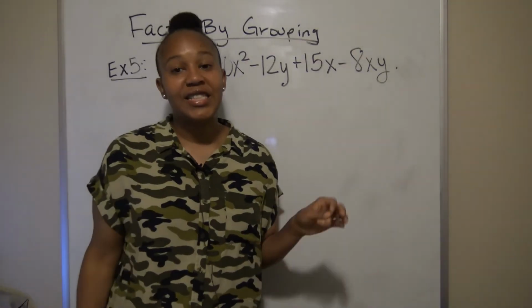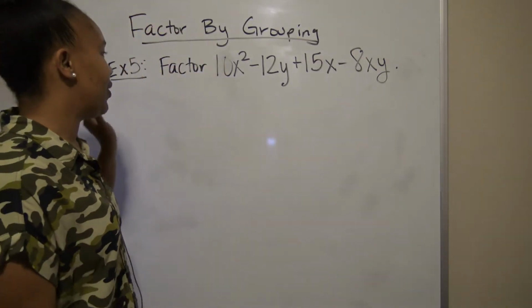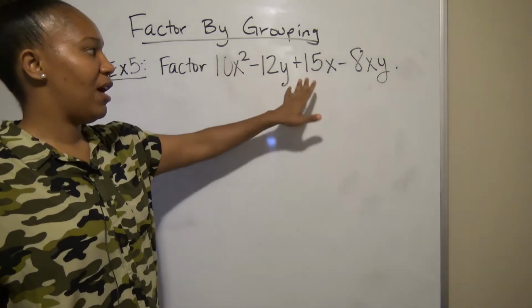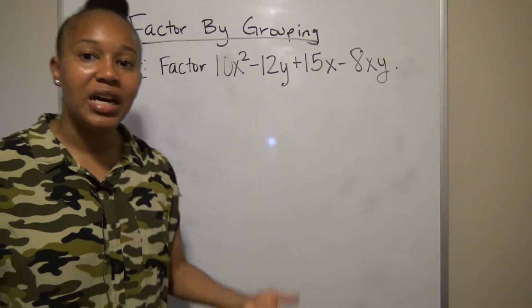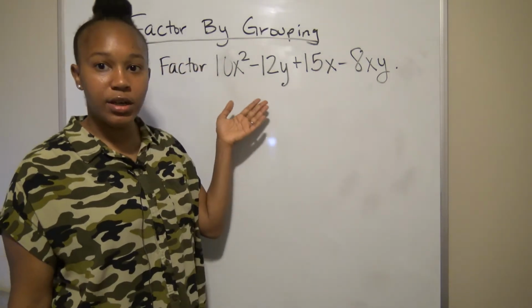Okay, this is the last example we're going to work. And this one, we want to factor 10x squared minus 12y plus 15x minus 8xy. So the question is always, when you look at these, how do you know where to start? Well, look at how many terms there are.